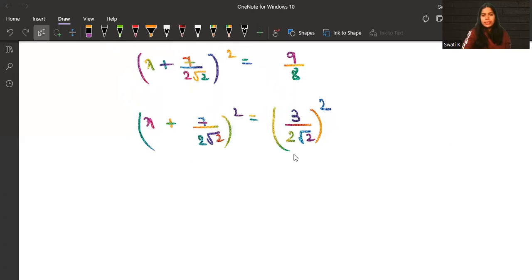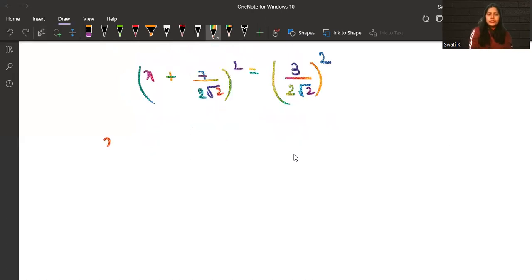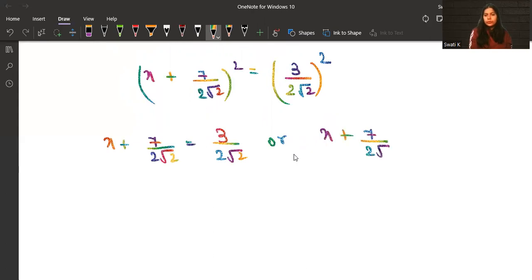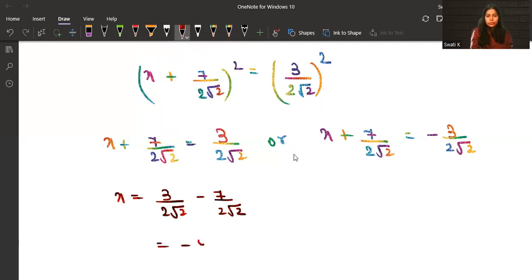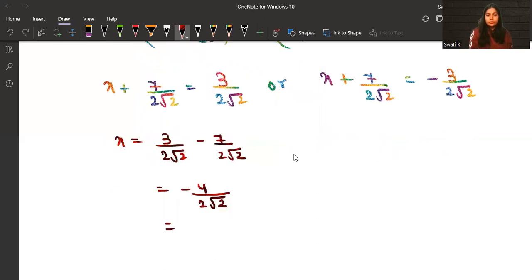So (x plus 7 upon 2 root 2) whole square, all right? Now, by taking square root on both sides, this will become x plus 7 upon 2 root 2 equals plus minus. So let us consider both the cases: 3 upon 2 root 2, or the second case is x plus 7 upon 2 root 2 equals minus 3 upon 2 root 2. Now if you simplify this, x equals 3 upon 2 root 2 minus 7 upon 2 root 2, which is minus 4 upon 2 root 2. And this will become, 2 into 2, 4, so minus 2 upon root 2.